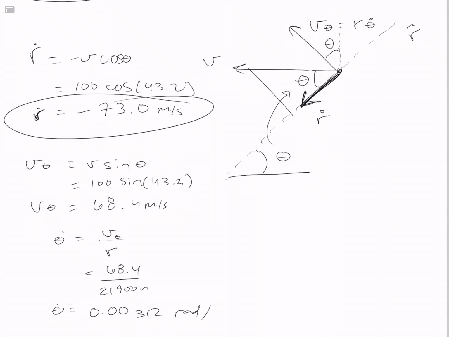In the end, you get that theta dot is equal to 0.00312 radians per second. And the small value is okay. The angular values are typically fairly small, especially when they're in radians rather than degrees.